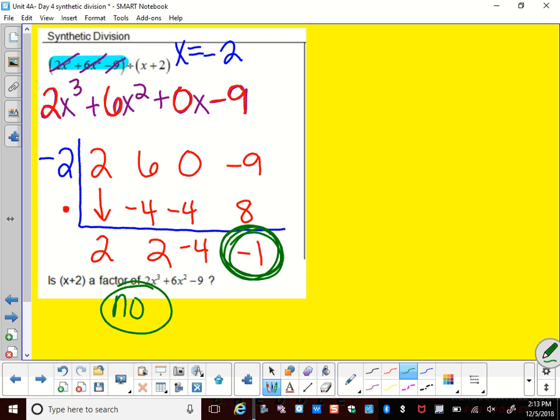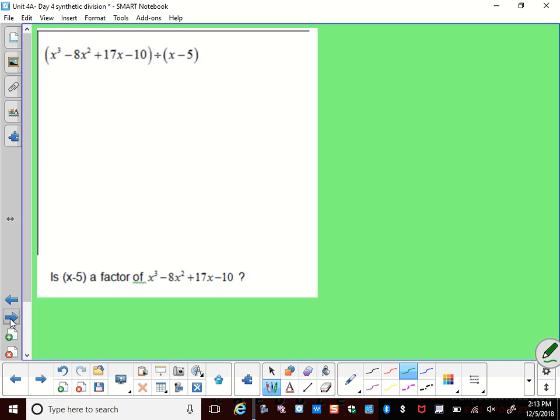Okay, let's try the next one. Alright, we want to see if x cubed minus 8x squared plus 17x minus 10 is a factor. Is this in standard form or am I missing anything? Yeah, we have 3, 2, 1 in our exponents, so this is in standard form. So we have x cubed minus 8x squared plus 17x minus 10.